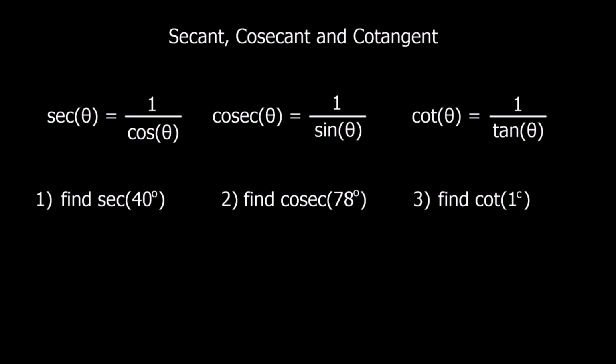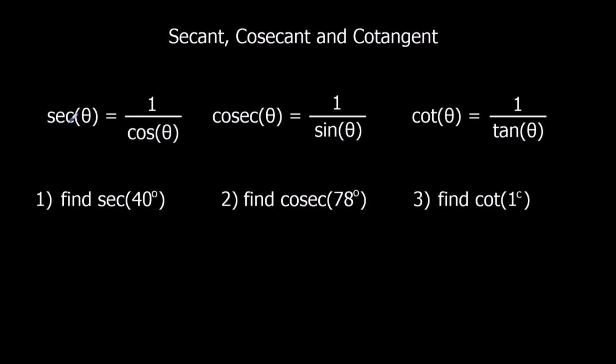This video is about sec, cosec and cot. Whenever we do the reciprocal, whenever we do 1 over cos, sine and tan, we get 3 new trig functions. So 1 over cos theta is equal to sec theta. 1 over sine theta, we call that cosec theta. And 1 over tan theta, we call that cot theta.